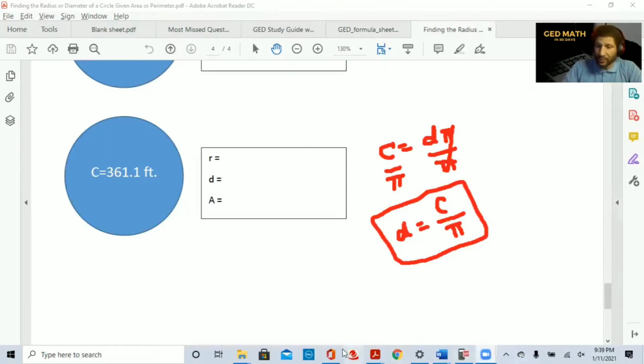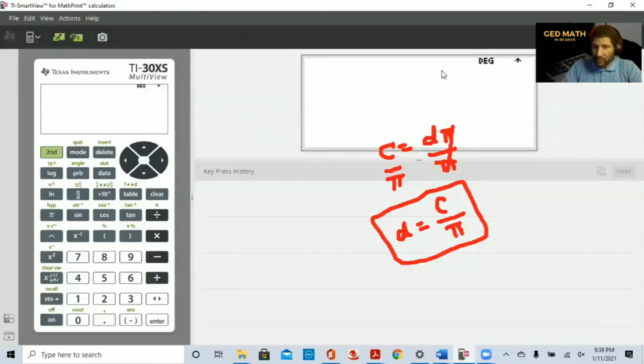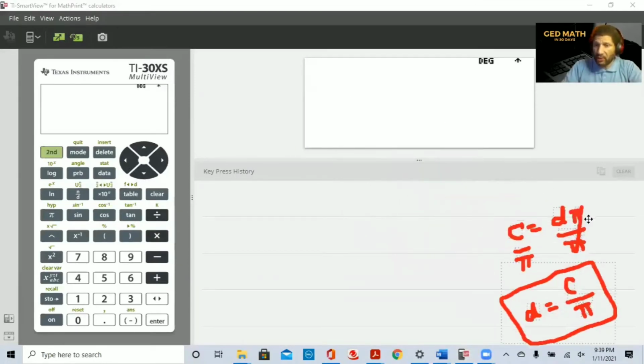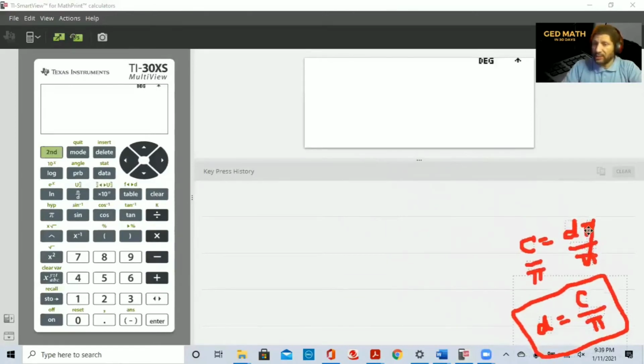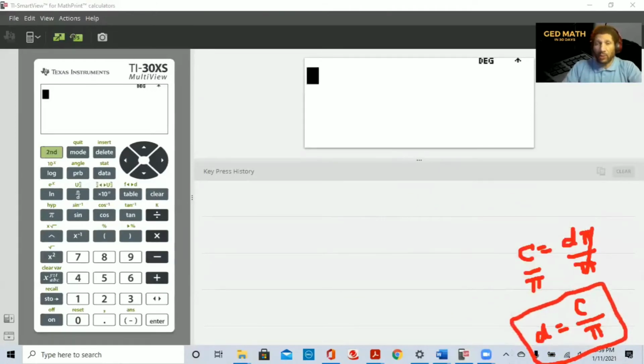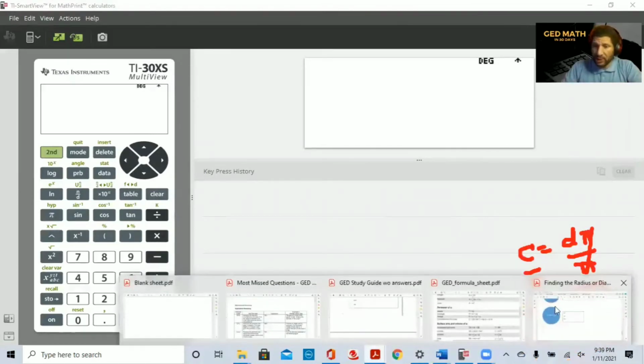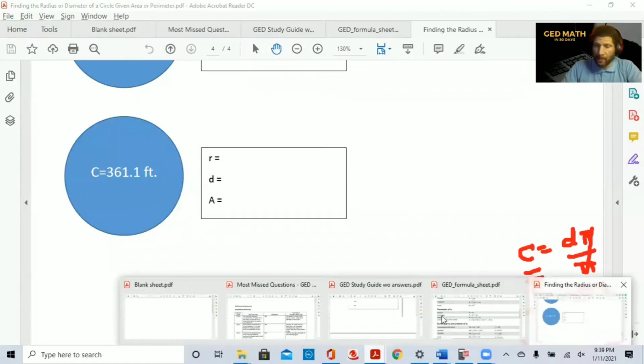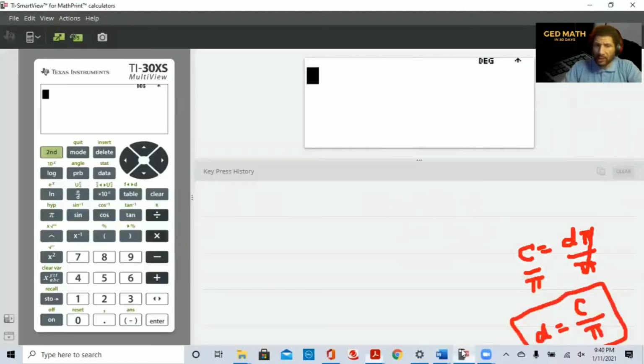Let me grab my calculator. Let me move that formula down so we can see our key presses. I'm going to move this down to the lower right-hand corner so we can see those two lines here. I forgot that quick, unfortunately. Let's go back. Our circumference is 361.1. So on our calculator, 361.1 is our circumference.